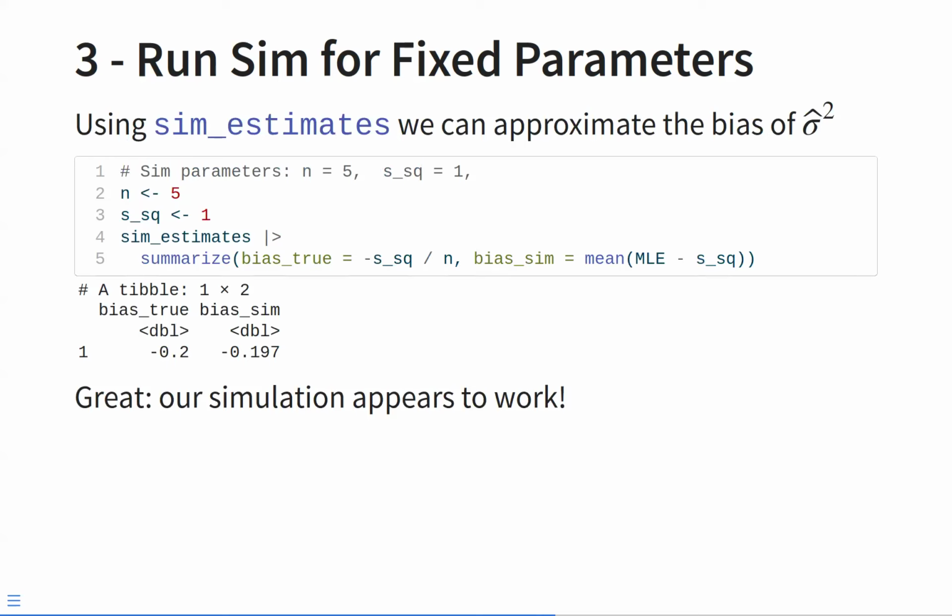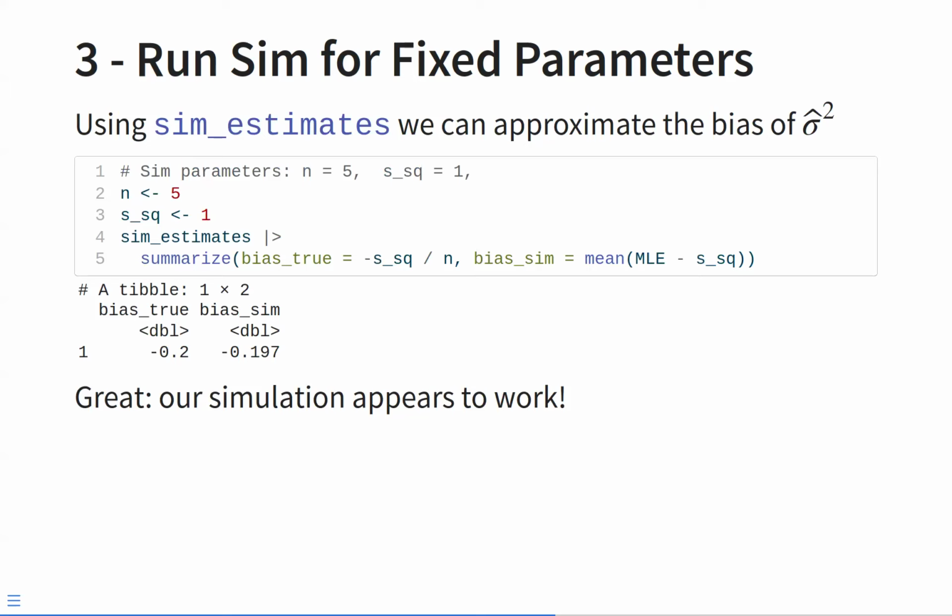before we get there, we will get there, I want to talk about what we can do now that we have the results of the simulation for one set of parameter values. And the answer is we can approximate the bias. So let's remember what parameters we set in this particular example. We set n is 5 and s squared is 1. So I'll just hard code those values on the slide to make things simpler.